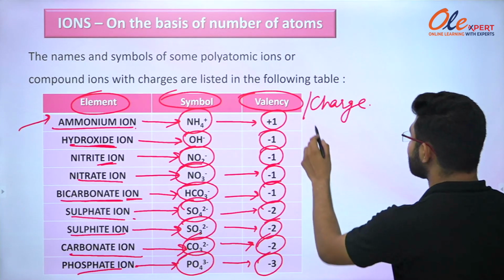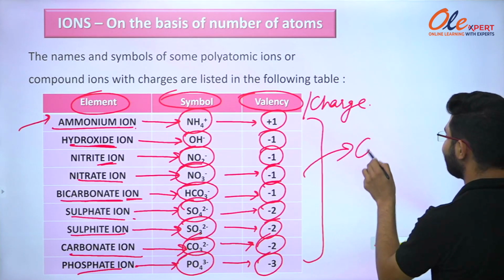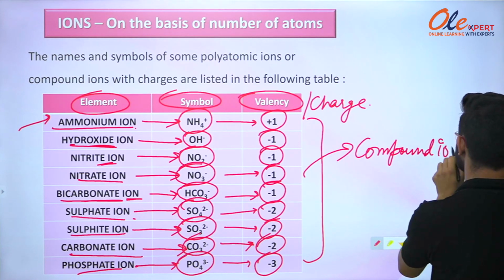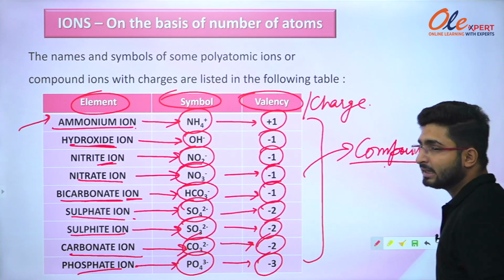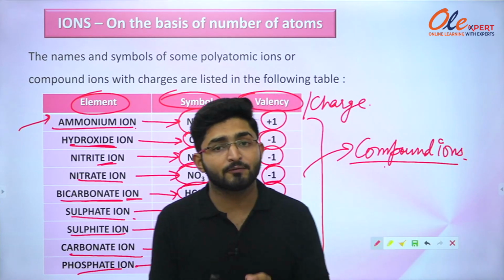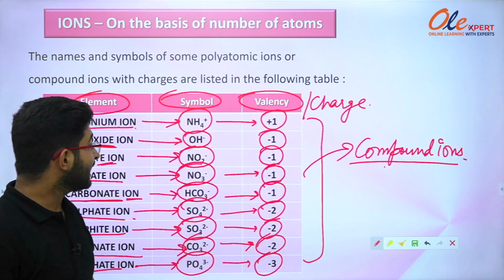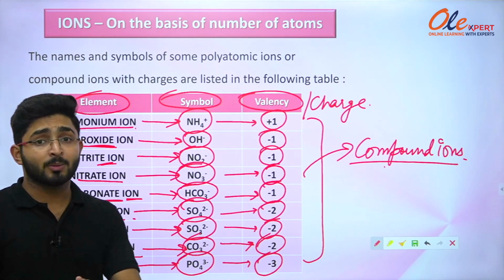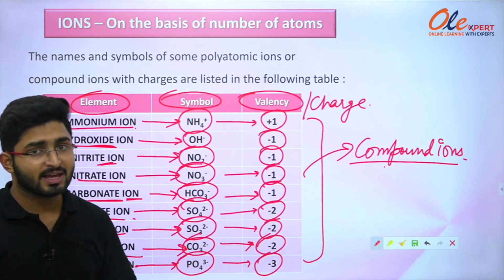So these are some common compound ions or polyatomic ions which you will need during the formation of chemical formulas. These are the polyatomic ions. You have to memorize them so that you can form a chemical formula further in this chapter.